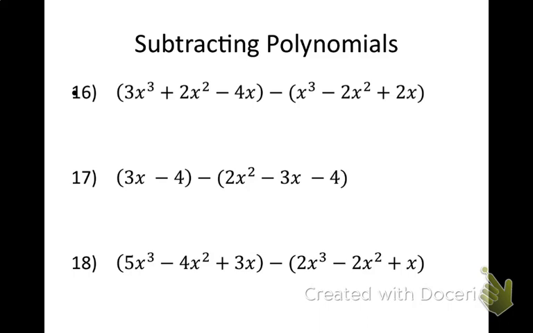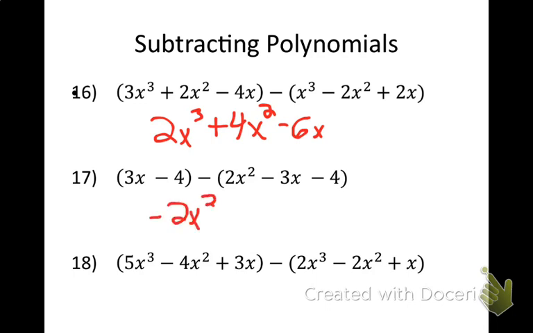All right, Reagan, what did you get for number 16? 2x cubed plus 4x squared minus 6x. Nice job. That is correct. 2x cubed plus 4x squared, because you're subtracting the negative, making it a positive, minus 6x. Nice work. Number 17. It's a little bit tougher maybe, because there's a lot of the same things. You gotta make sure you distribute that negative or whatever way you work. Andy, what did you get for number 17? Negative 2x squared plus 6x. Nice job. That is correct. Negative 2x squared plus 6x. The negative 4 minus the negative 4 is negative 4 plus 4, which cancels out.